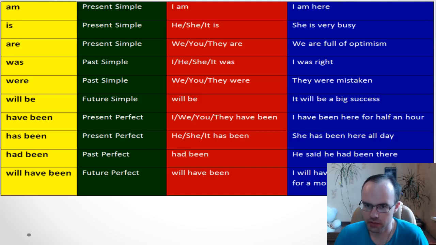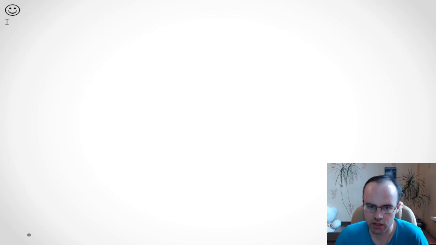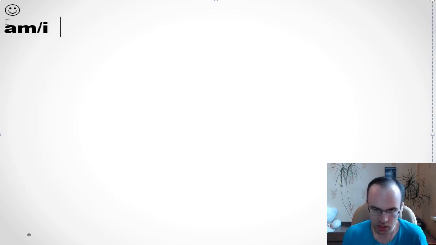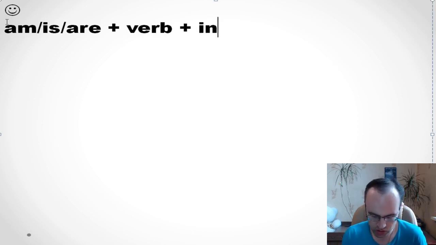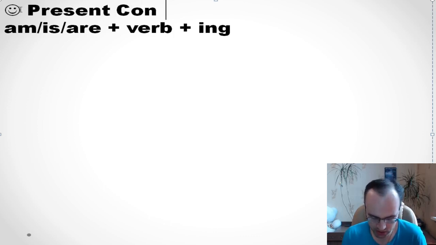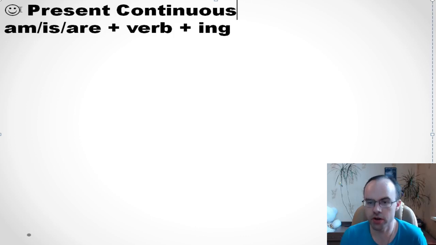Okay, good. So are you with us? I hope so. Right. So we see that we use am, is, are with present simple. But it can be used in more advanced structures, sentences and tenses. Look, it's also possible to see it in continuous. So if you see this structure, am, is, are plus verb plus ing, we call it another tense, and it's called present continuous.